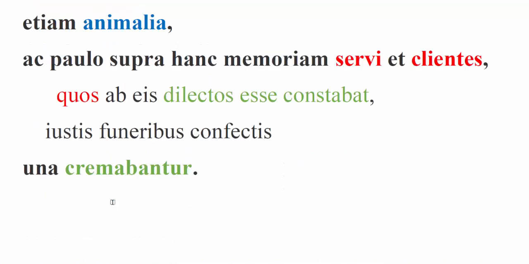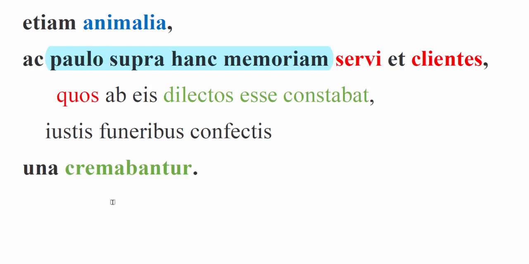And now here's where things get very interesting. Paulo supra hanc memoriam. This is a phrase. Paulo here is an ablative of degree of difference. We've seen these before. In this case, it's not with a comparative like we've seen in previous times. In this case, it's with this prepositional phrase. Literally, this means above this memory. But what that means idiomatically is beyond the memory of people now living.